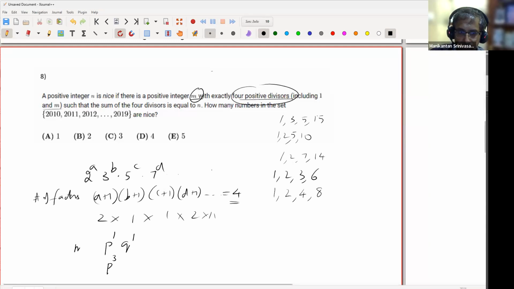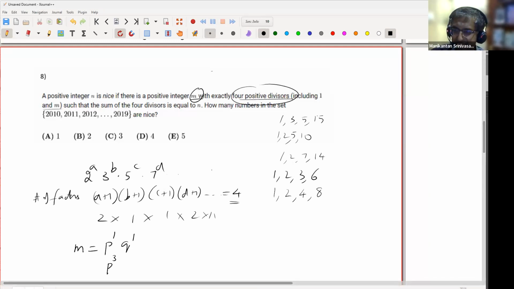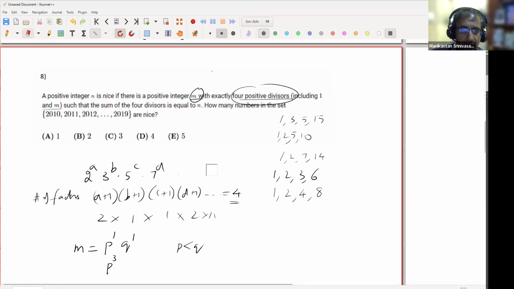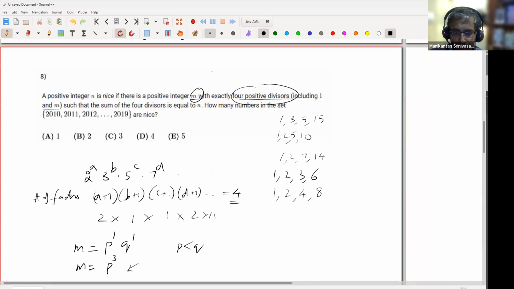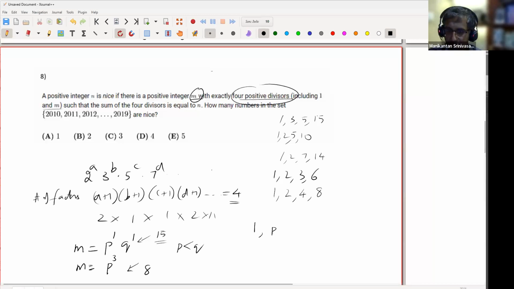So m should be the product of 2 distinct primes, p not equal to q. In fact, let me say p less than q. Or m could be p cubed, right? One example that we saw for p cubed was 8. It has only 2 as the prime factor, but it's 2 power 3. And several examples like 15, 3 times 5, right? So the 4 factors are 1, p, q, and pq.